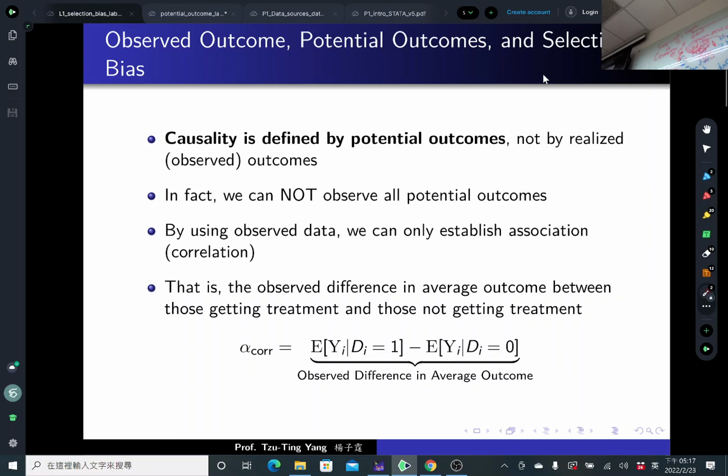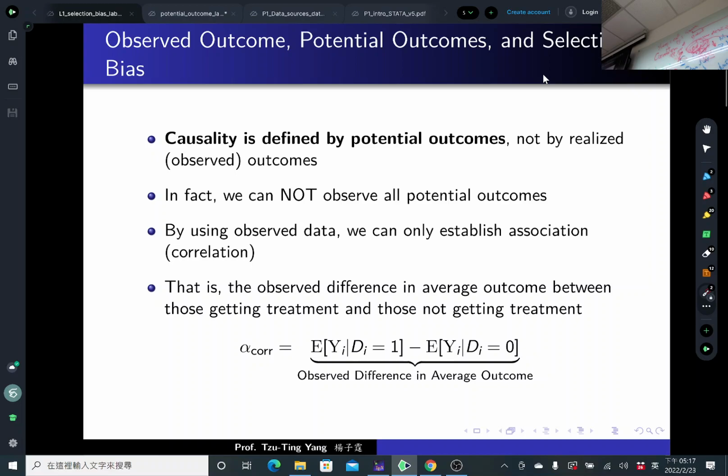Okay. So if we use the notation we described in the last class, if we just use observed outcomes, observed data, the thing we can do is just like this. We can compare those who get a treatment, their observed outcome, and the people who choose not to get a treatment, their observed outcome. We can compare these two outcomes, their difference. But this difference, later you will know, does not give you the causal effect. It's the causal effect plus some bias, selection bias, that we will show.